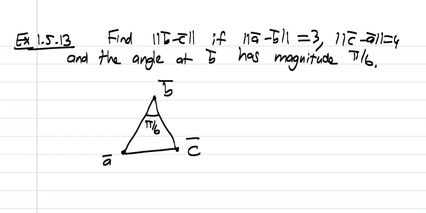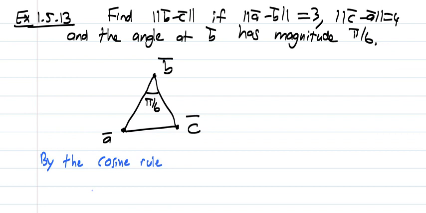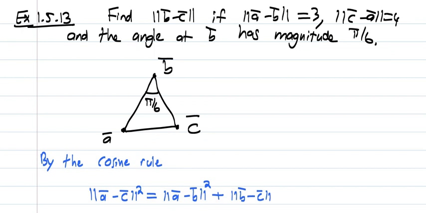All right, so we have the angle at B, which is pi over 6. So we can say by the cosine rule, we have the side opposite B, which is the norm of A minus C squared. That is equal to the norm of A minus B squared plus the norm of B minus C squared minus twice the norm of A minus B times the norm of B minus C times cos of pi over 6. All right? So it's a lot of writing.